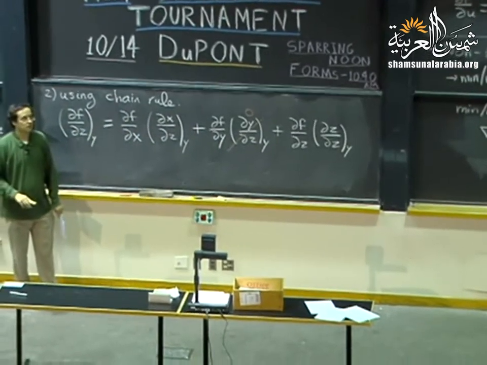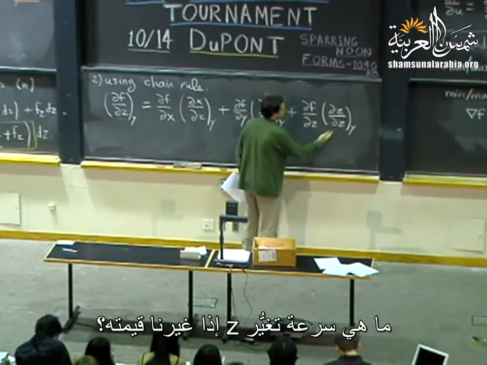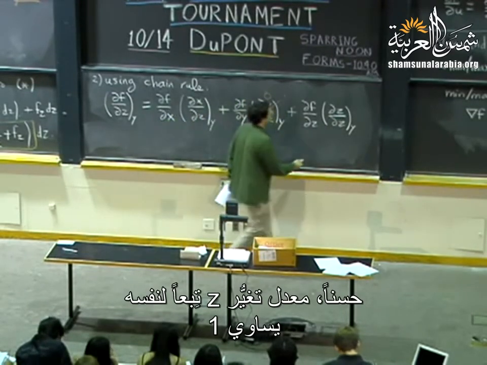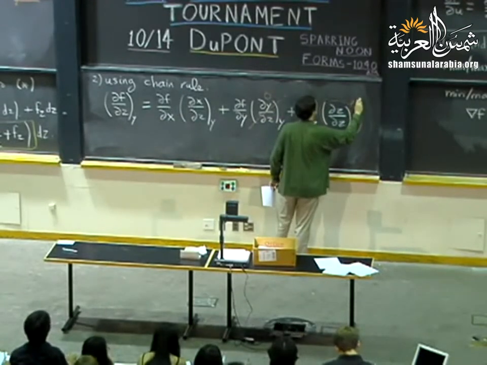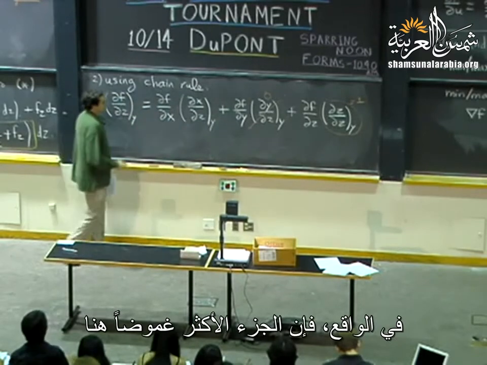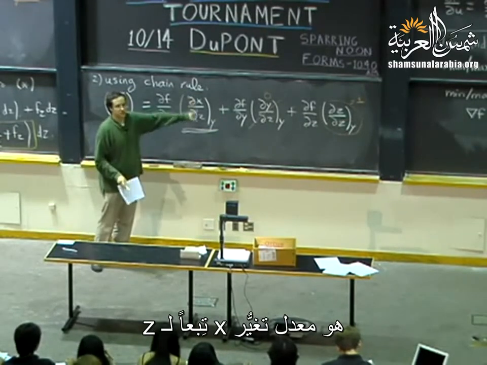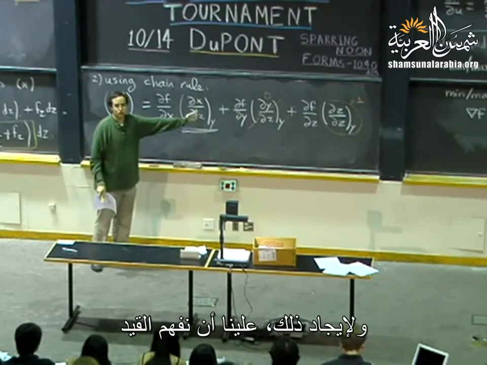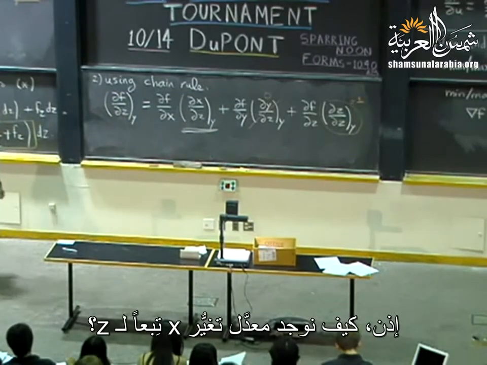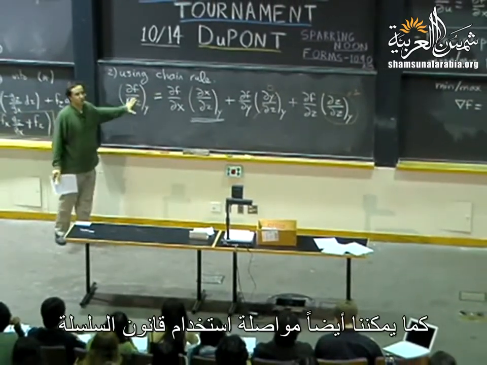Okay? Now, of course, we can simplify it a bit more, because here, how quickly does z change if I'm changing z? Well, the rate of change of z with respect to itself is just 1. So in fact, the really mysterious part of this is the rate of change of x with respect to z. And to find that, we have to understand the constraint. So how can we find the rate of change of x with respect to z? Well, we could use differentials like we did here, but we can also keep using the chain rule.